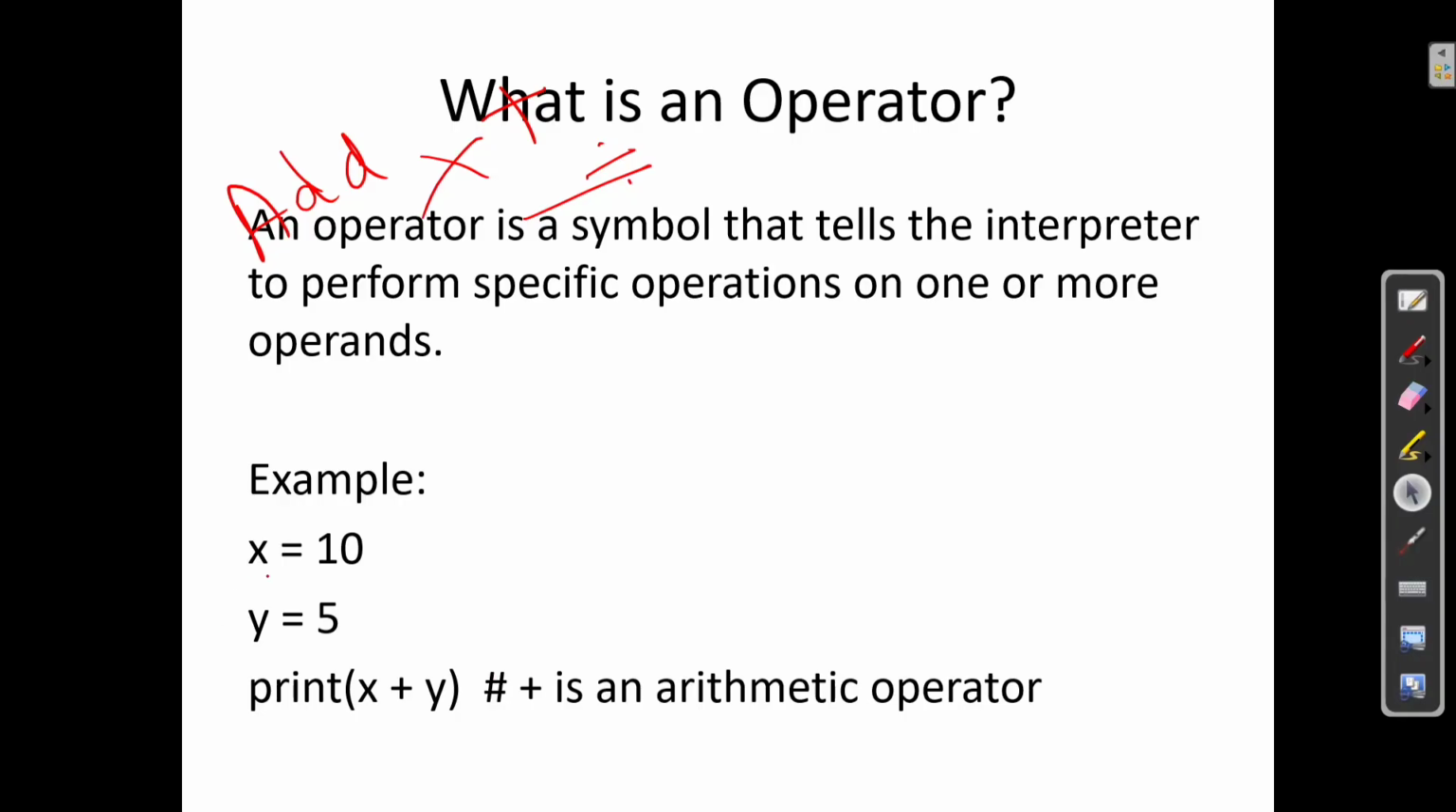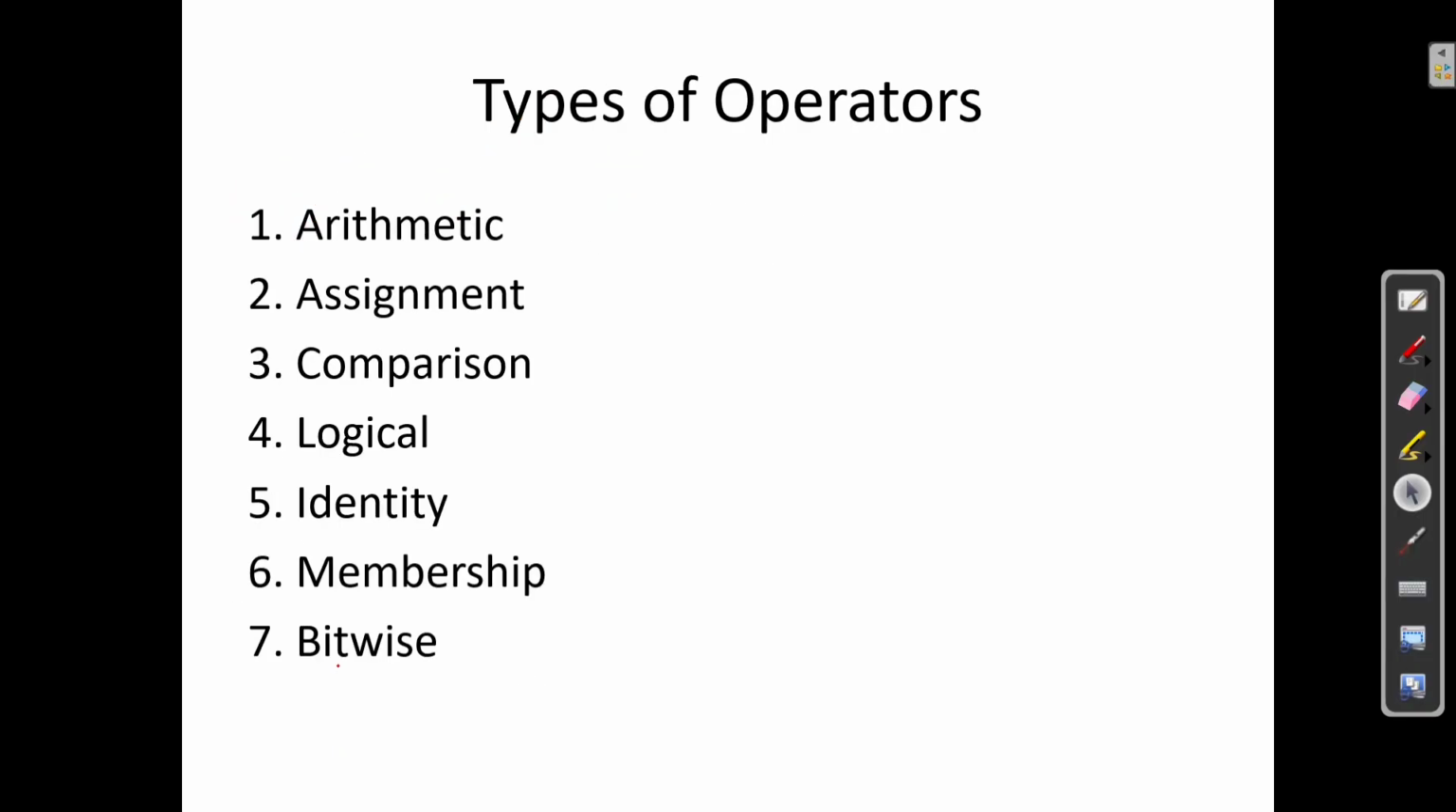So here is an example. x is 10, y is 5. Here it will print the value of x plus 5. Okay, so let's continue with the types of operators.